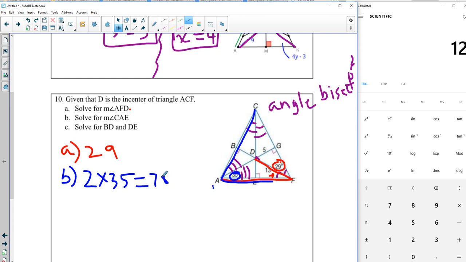And then I'm going to do this one in green. BD. B to D, since it's an incenter, this distance is the same as this distance is the same as that distance. So BD has to equal 5. By definition of incenter, that's what it is.